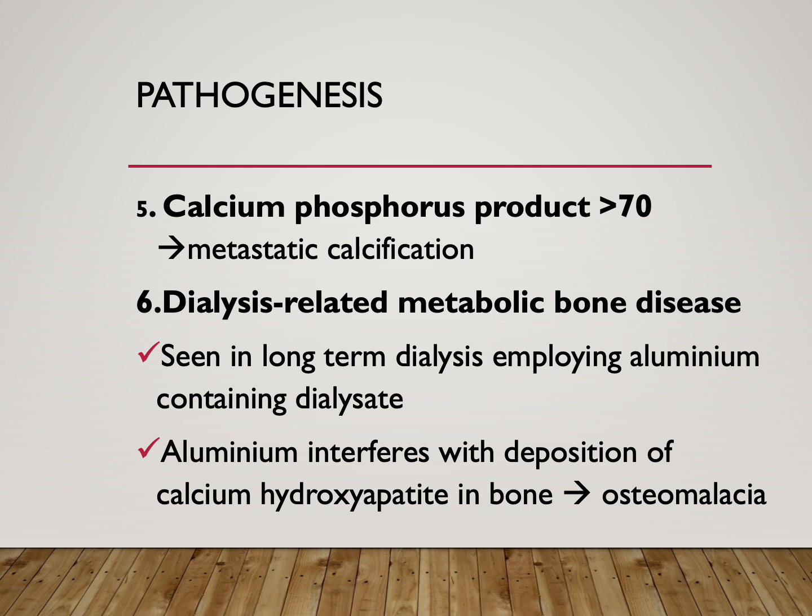Then sixth one is dialysis related metabolic bone disease. It is seen in long term dialysis employing aluminum containing dialysate, where this aluminum interferes with deposition of calcium hydroxyapatite in bone, leading to osteomalacia. So what is osteomalacia? Osteomalacia is a condition where the bones are extremely soft and weak. It is also known as soft bone disease.